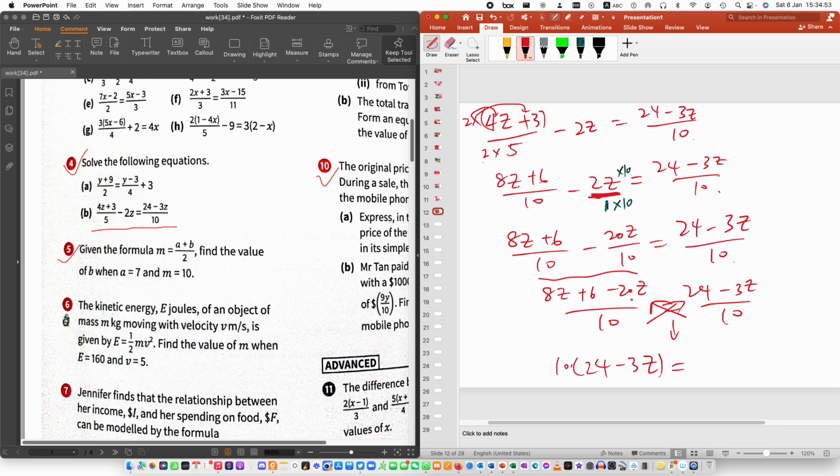Oh, by the way, I can simplify this. Can you see? So 8z minus 20z, I think you get minus 12z. You can simplify this before you continue. Minus 12z. Okay, then I get 10 times 6 minus 12z. So far so good? Then of course you continue to open the brackets. Then you group the z together.